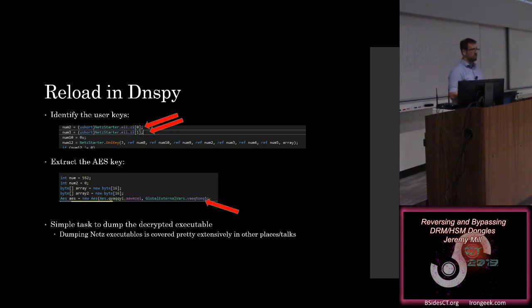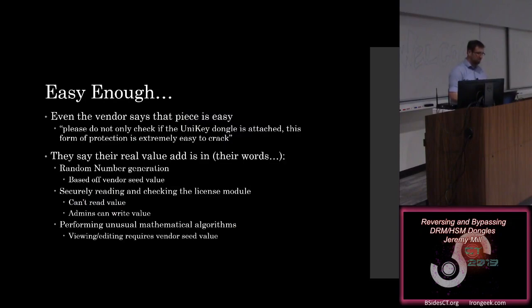So that's been covered in a bunch of other places. If you Google dumping .NET Z executables, you'll find it in about 3 seconds. It's a really trivial task. So kind of like we said, right, that was easy enough. Unfortunately, the vendor even says that that's easy enough, which is surprising for one of their core claims for their marketing, right? They say, and this is from their documentation, please do not only check if the Unikey dongle exists, right? If the dongle's attached, this form of protection is extremely easy to crack. It was.